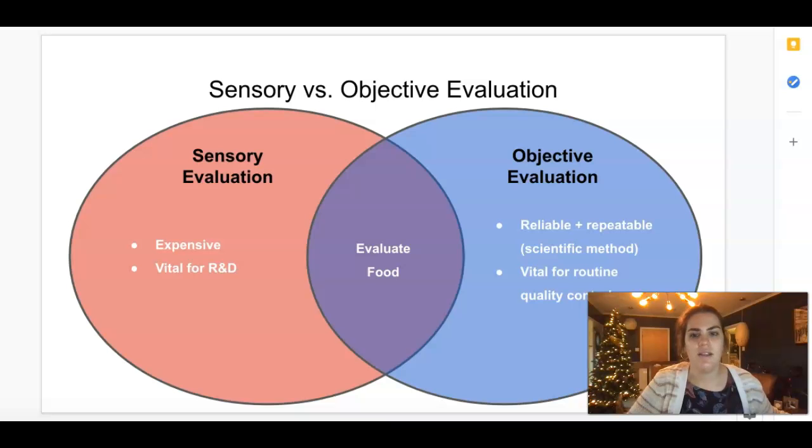So here we look at the comparison and contrast of sensory and objective evaluations. So with sensory evaluations, these can be expensive because you're having to train panel members, recruit people to come and participate in a sensory evaluation. They may be compensated in some way, and it could be expensive because you might have to redo tests. If maybe you change a product, you might want to do another test to see if it will be well accepted. However, these sensory evaluations are very important to research and development.